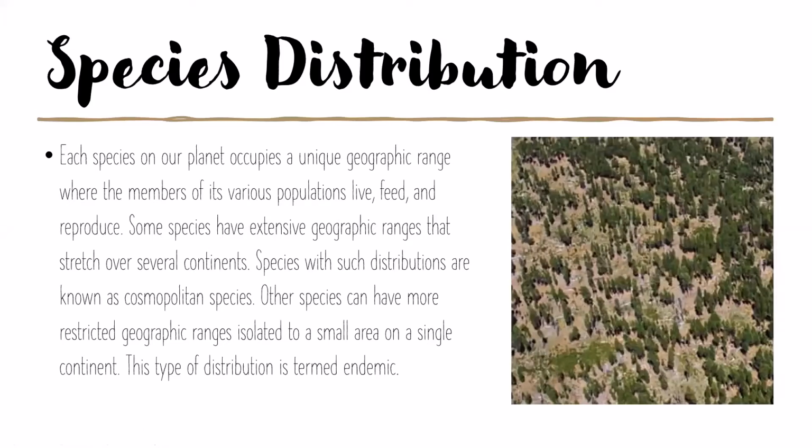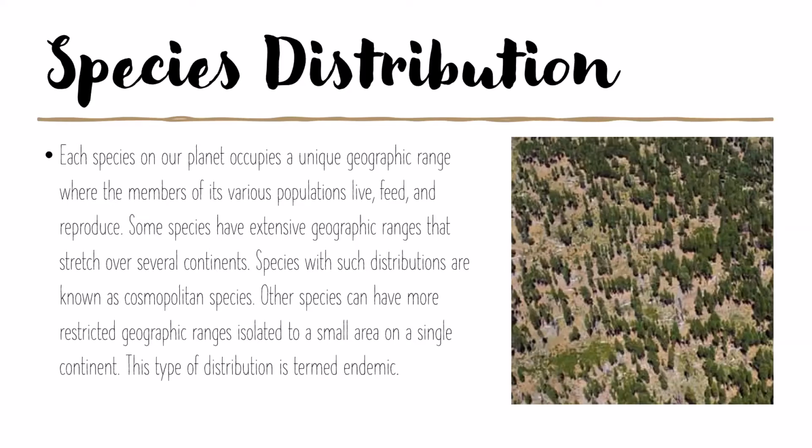So, species distribution. Basically, each species on our planet occupies a unique geographic range where the members of its various populations live, feed, and reproduce. So anywhere you find a living organism, they must be able to live, feed, and reproduce in that area, or else you really won't find them there. Living organisms have basic needs. Plants require sunlight, water and minerals to make their own food. There are basic needs of human beings, and there are basic needs of even fish.